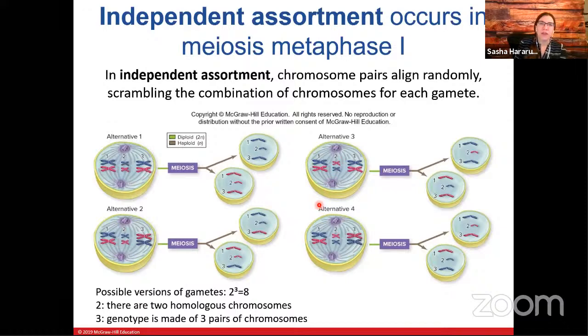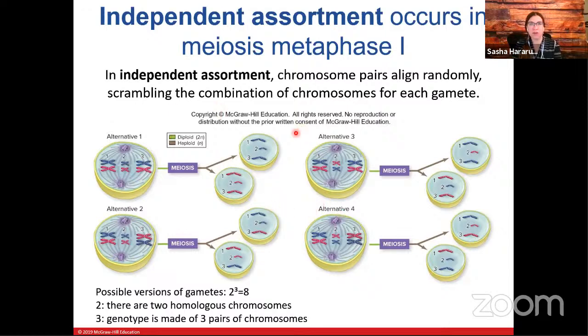So during metaphase 1, when the alignment of the chromosomes along the cell's equator occurs, the process called independent assortment takes place. And independent assortment is the second way genetic diversity is generated. So the first way, remember, is crossing over. Crossing over is the first way that meiosis contributes to genetic diversity of the offspring, and independent assortment is the second way, and it occurs during metaphase 1.